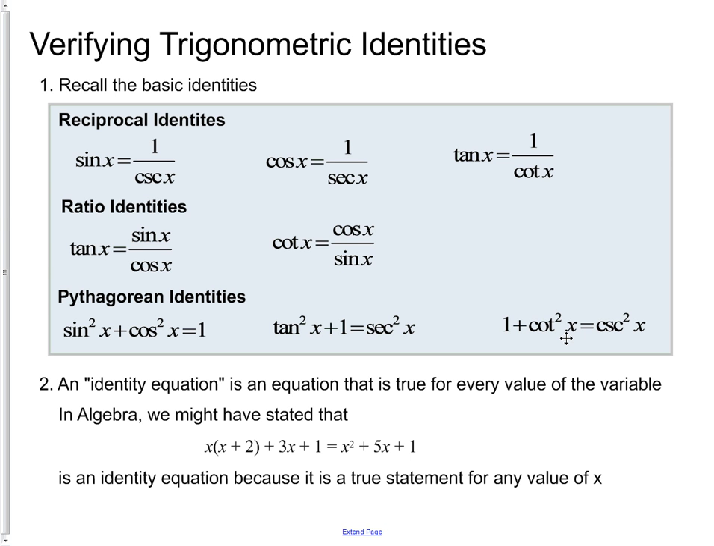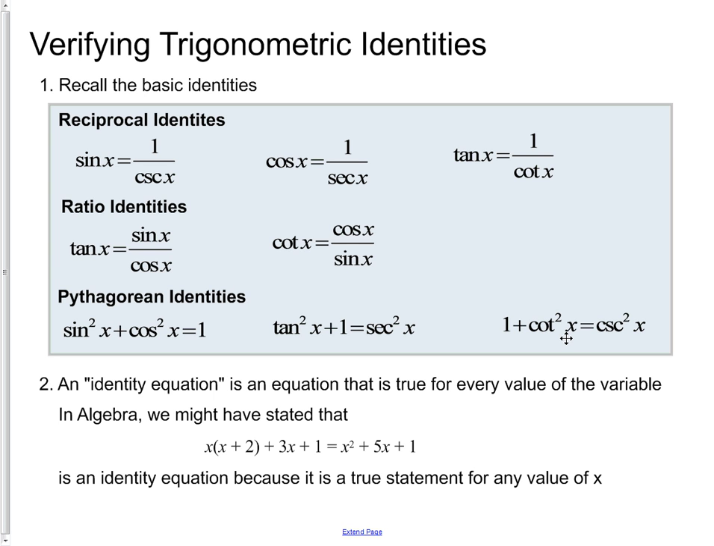So let's talk about the idea of verifying trigonometric identities. And the first thing to do is recall our basic identities once again. We have our reciprocal identities, ratio identities, and Pythagorean identities, which we've used in the past to simplify expressions and rewrite our trigonometric functions in order to find other values. But an identity is a little bit different.